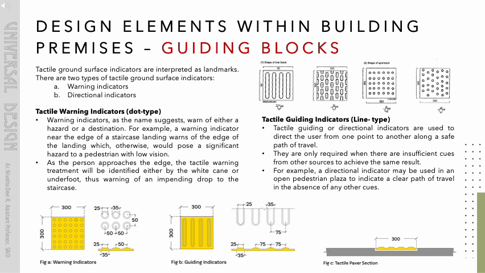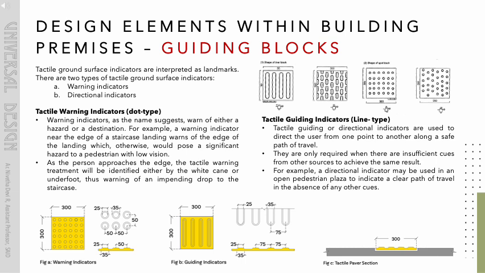There are two types of tactile ground surface indicators: warning indicators and directional indicators. Tactile warning indicators, dot type. Warning indicators, as the name suggests, warn of either a hazard or a destination. For example, a warning indicator near the edge of a staircase landing warns of the edge of the landing which, otherwise, would pose a significant hazard to a pedestrian with low vision. As the person approaches the edge, the tactile warning treatment will be identified either by the white cane or underfoot, thus warning of an impending drop to the staircase.